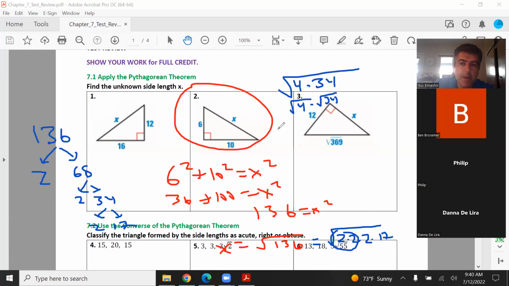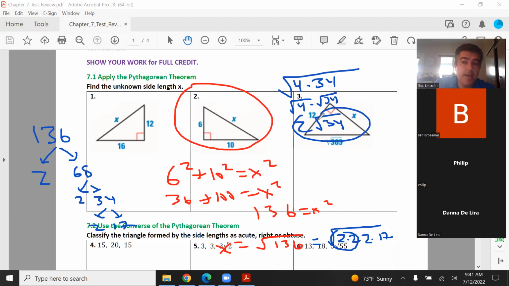The reason I can break them apart like that is that a radical is like an exponent. For example, 2 squared times 3 squared is the same thing as 6 squared, because you can combine the 2 and 3 as long as these exponents are the same. And since square roots are like exponents and you're square rooting 4 and 34, you can put them back together or break them apart like I just did. And root 4, of course, is 2. So that's how you get 2 root 34 as the answer for number 2.